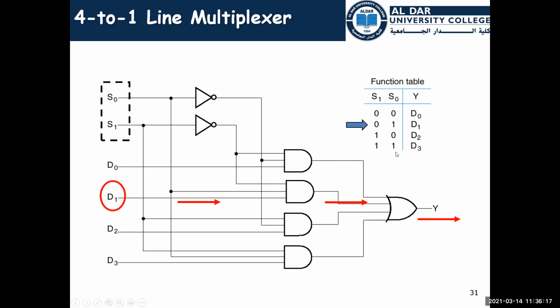Okay, so we have 0, 1, so one gate at a time will be enabled and the others will be disabled. As we have seen in the two examples here, for 0, 0 this gate will be enabled and D0 will appear at the output. And for 0, 1, D1 will appear at the output.